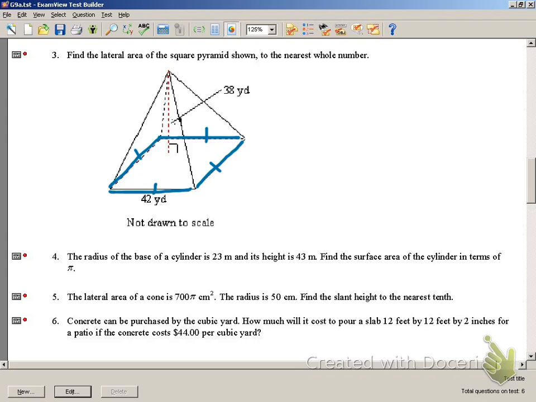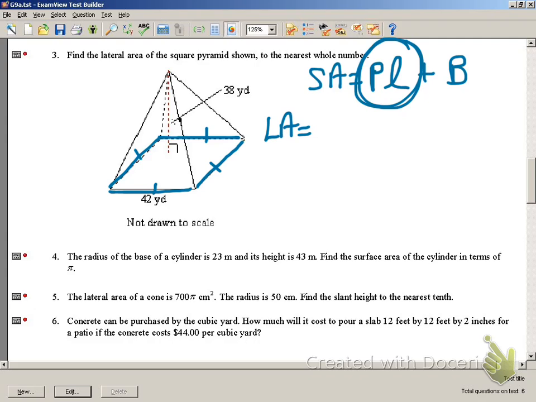Now, when we're thinking of lateral area, okay, let's go back. What is surface area for a pyramid? Well, surface area equals the perimeter of the base times the slant height plus the area of the base. So, watch this. If we're looking for lateral area, remember, this is just my lateral area. So lateral area equals perimeter times slant height. I left off a portion. We have to divide by 2 because it's a triangle.